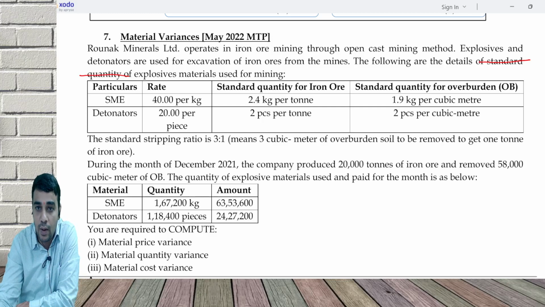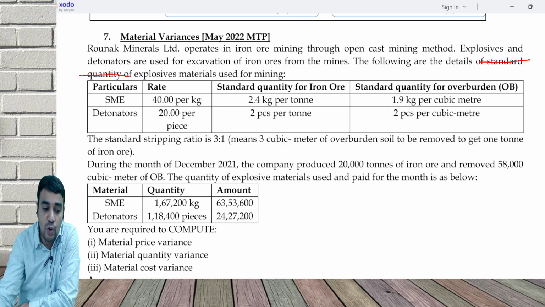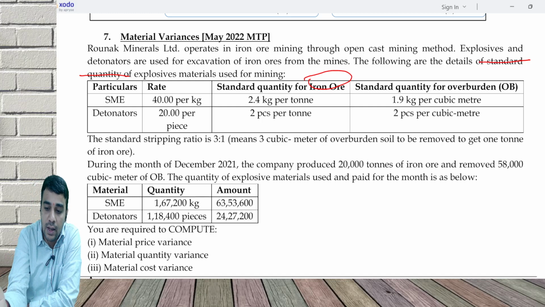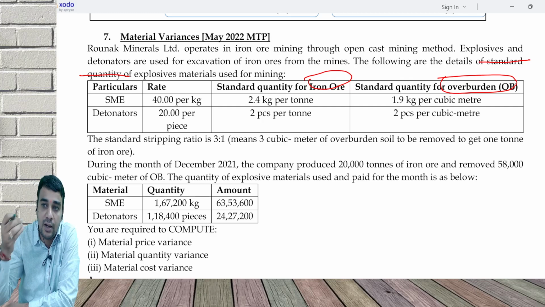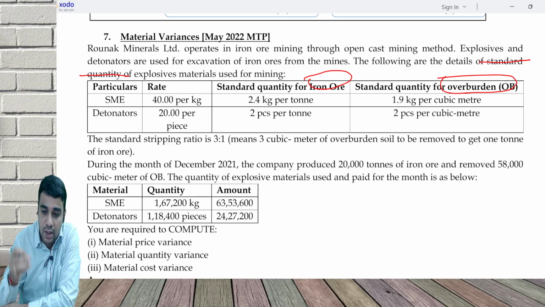You are producing two products. One is iron ore and second is overburden. These are the two products which are indirectly getting manufactured by the company, or they are indirectly spending the raw material for these two items. Overburden is of no use, but I'm spending some cost on that.